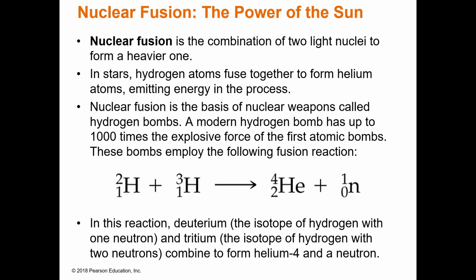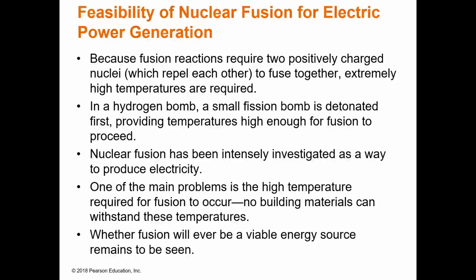Here's the reaction you often see in textbooks. Hydrogen 2 plus hydrogen 3 form helium and energy. Sounds great, right? So why don't we use fusion in power plants? The problem is it requires extremely high temperatures, millions of degrees. At that level, no material on Earth can contain the reaction safely except for short bursts in experimental reactors or bombs. Fusion is also the process behind the hydrogen bomb, which is 1,000 times more powerful than the atomic bomb.